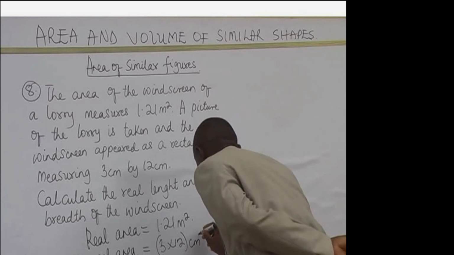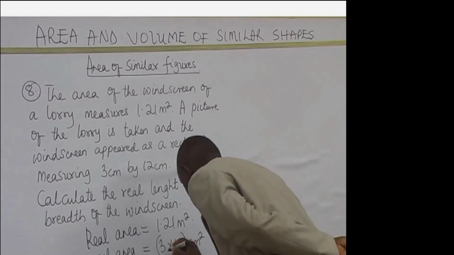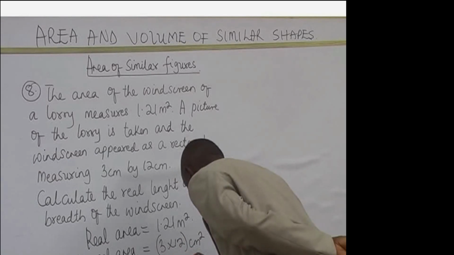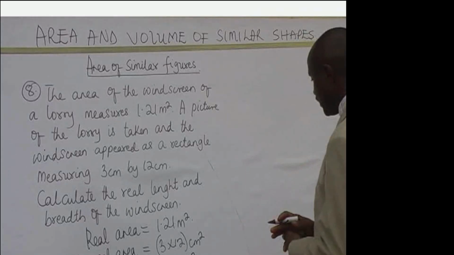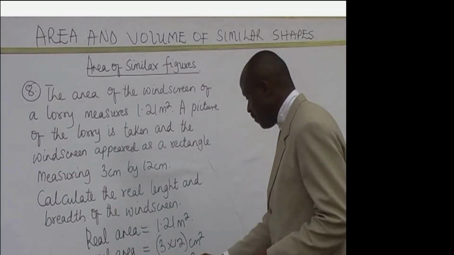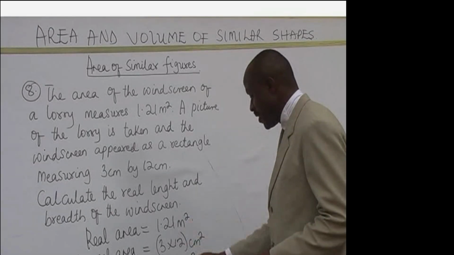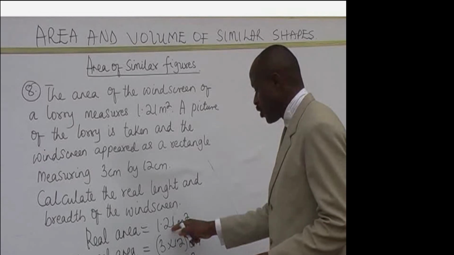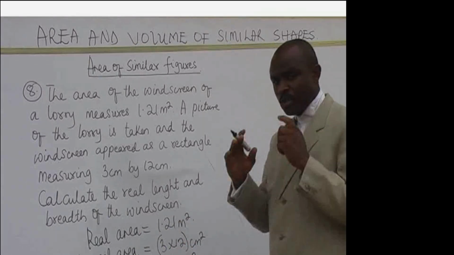This is in centimeter squared, which will give us 3 times 2 is 6, 3 times 1 is 3, 36 centimeters squared. Now, let's unify the units. Let's make the figures for the two areas have the same unit. Some students used to make mistakes.